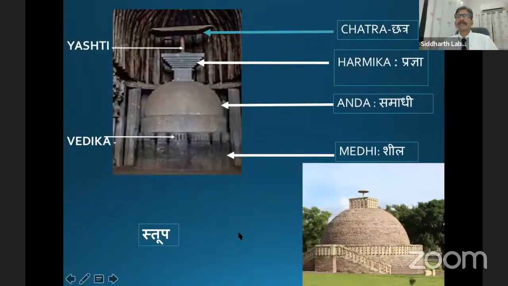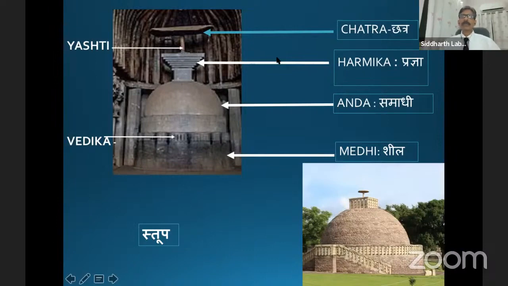Now this is the stupa. When we go to the vihara, Leni, we must know what the stupa is and what the parts of the stupa are. See, the main foundation of the stupa is the medhi, that represents the sila. Then above that there is a rounded shape, the anda, that is the symbol of the samadhi. In between there is a vedika, a compound-like structure, that is the design called vedika. And above that there is a harmika that represents the prajna, the supreme wisdom. And then above that there is a chhatra. That chhatra is upheld by the yasti, the stick in between.